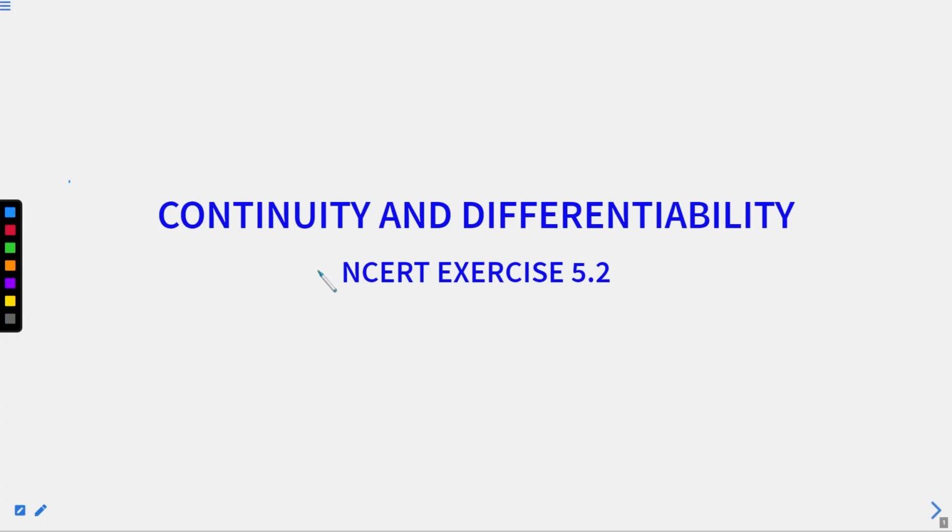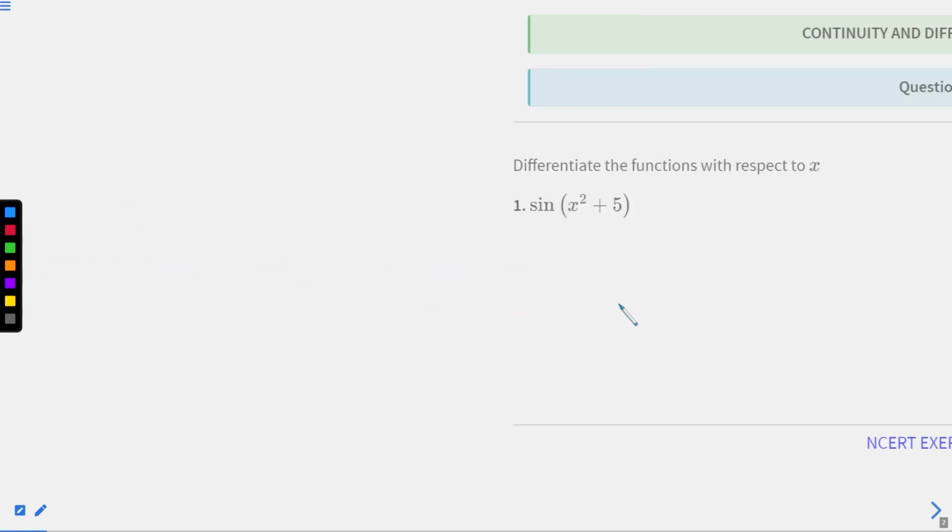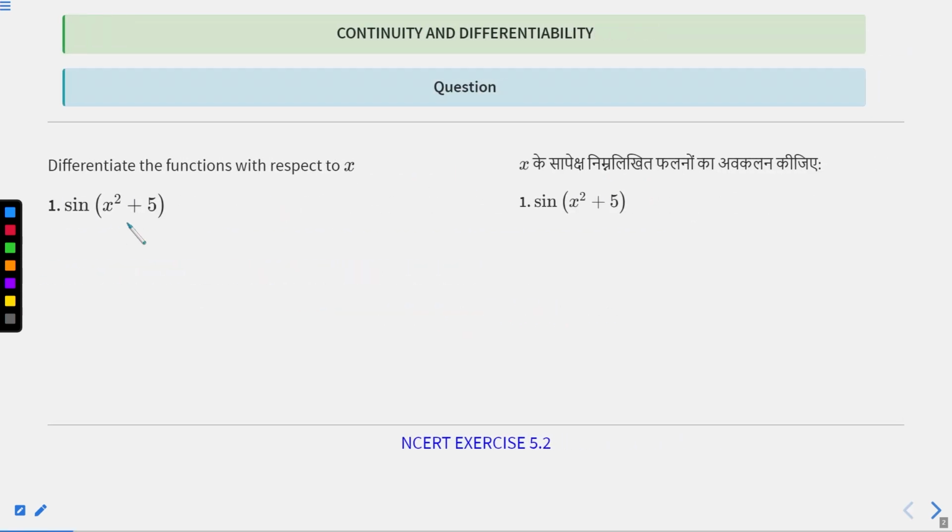Today we will be seeing NCERT exercise 5.2 solutions. We have covered enough theory to solve this exercise. Now let's jump to our first question. We have to find the derivative of sine of x square plus 5.